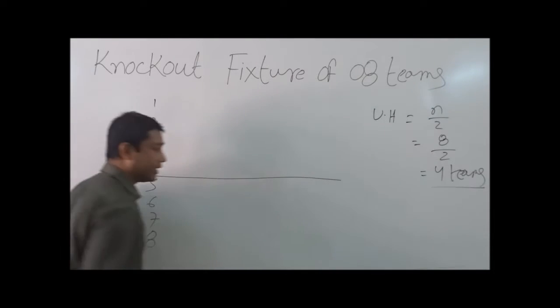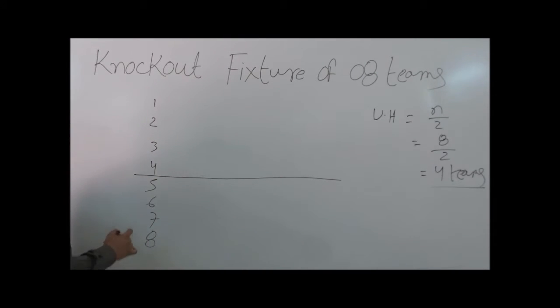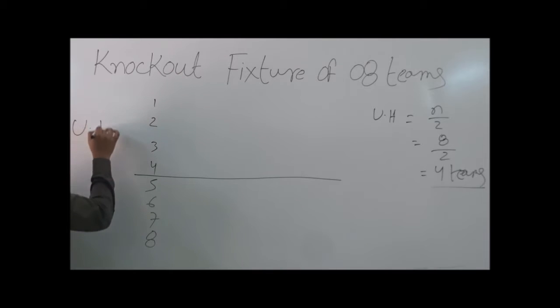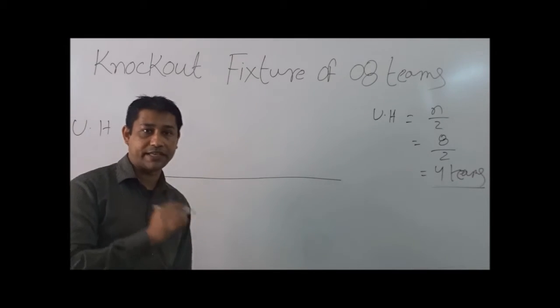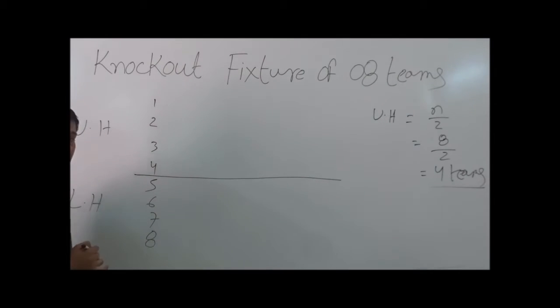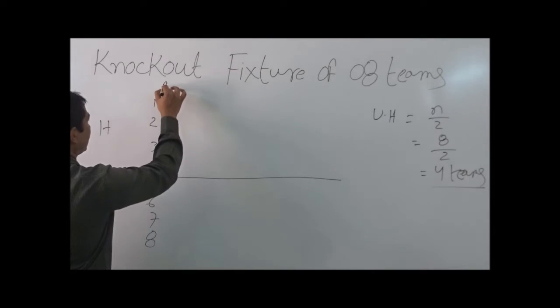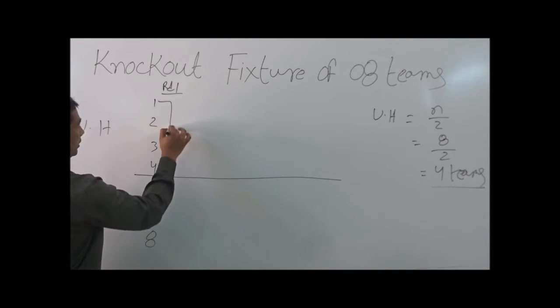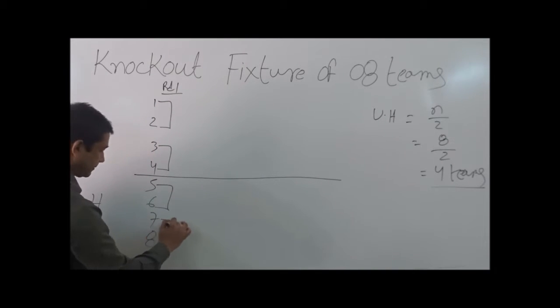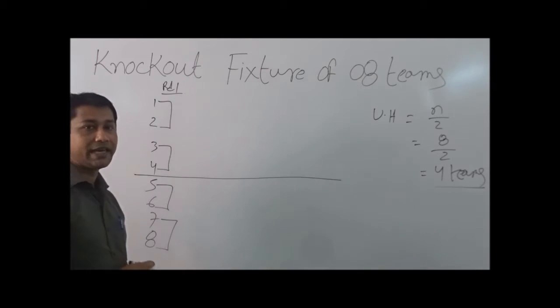We need to draw a line which is parallel to the ground. Next, just name it upper half and lower half. Next, we need to see whether the teams are paired or not. In case of even, that is 8 teams, they will be easily paired. So likewise, write round 1 on the top and start making pairs. Pairs means 1 will be playing with 2, 3 will be playing with 4, 5 will be playing with 6, 7 will be playing with 8.